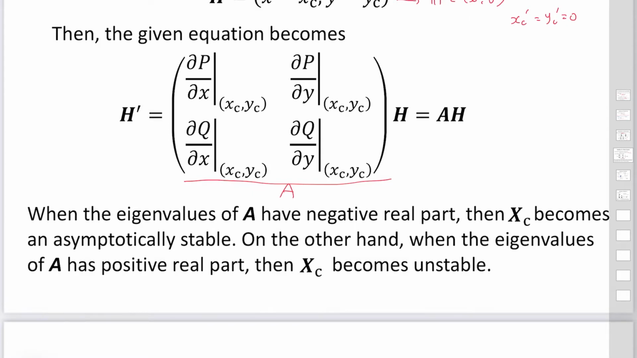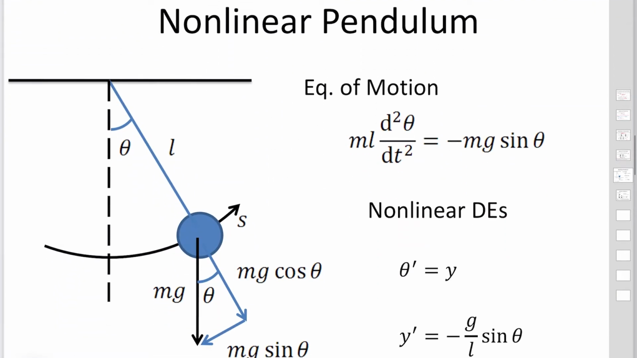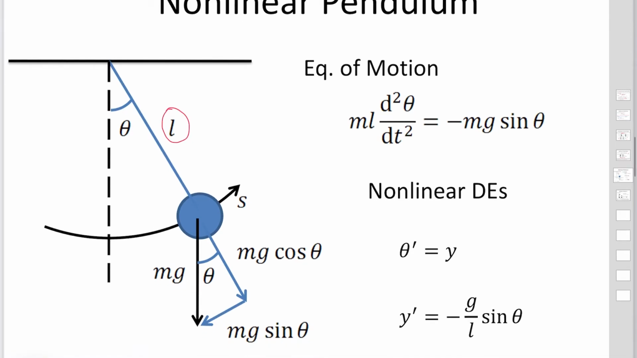As an example, we consider the nonlinear pendulum. An object with a mass of m is attached to a string. The length of the string is lowercase l. Then we'd like to write down the equation of motion. So m l times the second derivative of theta with respect to t corresponds to the acceleration.